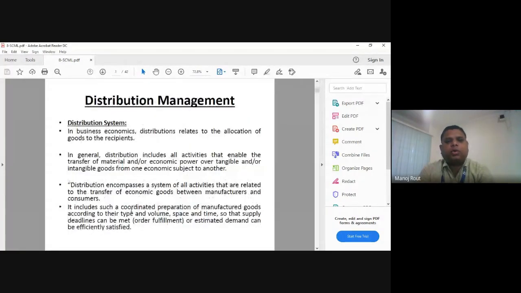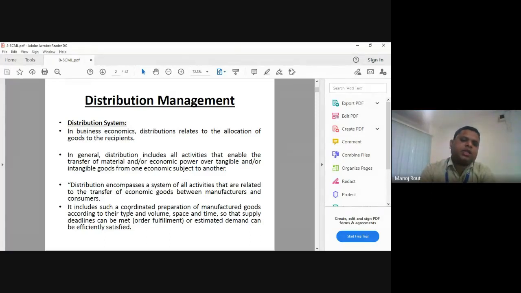In distribution management, the most important thing is you have to understand the concept of distribution systems. If you go to point number 1, in economics, distribution is related to allocation to the recipient. As far as distribution systems are concerned, it directly deals with the economic side, which is related to distribution of goods, products and services to a number of potential customers.